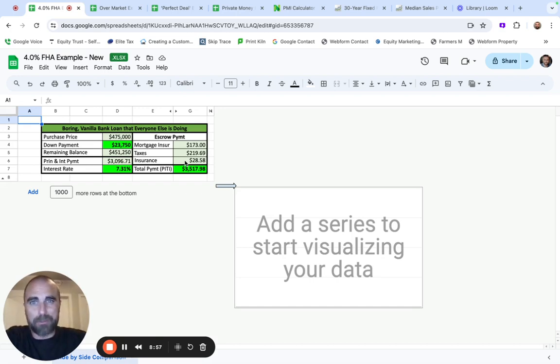But if you're only putting 5% down or 3.5% down, we're going to make you buy insurance for us to protect us from you defaulting on your loan. So that is mortgage insurance. It's called PMI, private mortgage insurance. Sometimes you'll see it as MIP, mortgage insurance premium, but that's what this $173 is right here. You also have property taxes that you pay on your home. In this home, it's about $219 a month.